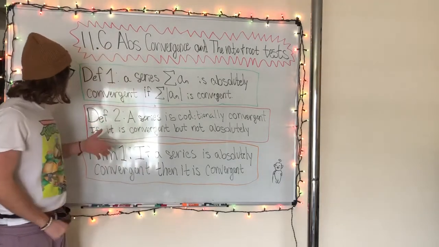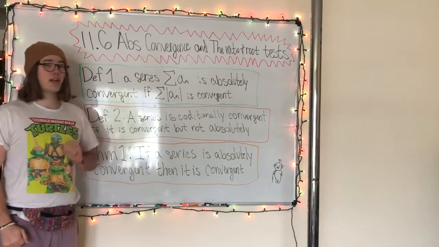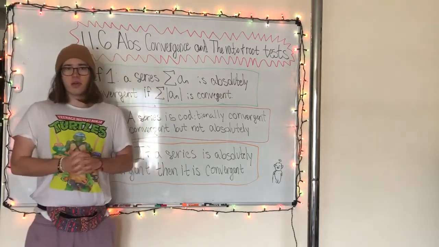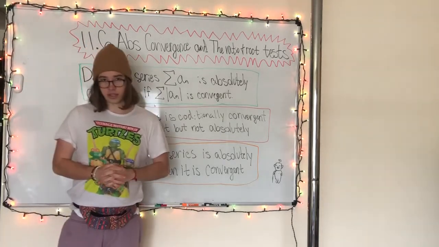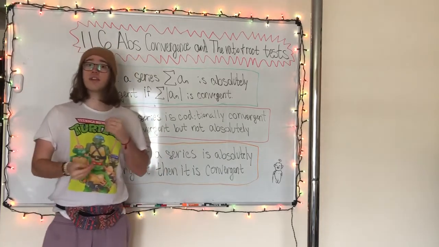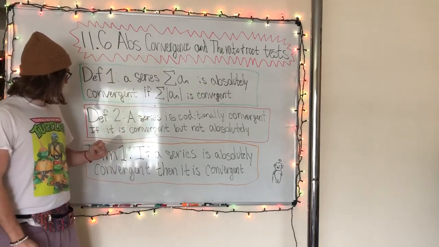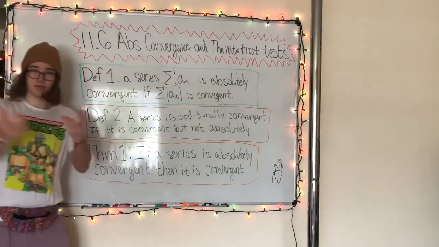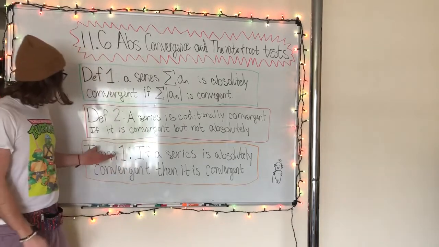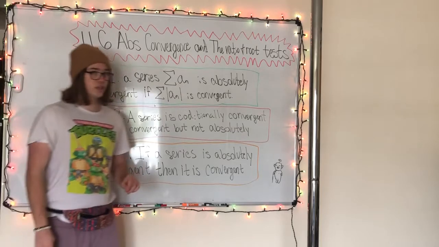Now we get another definition. A series is conditionally convergent if it is convergent but not absolutely convergent. So there are examples where certain series, possibly alternating series, may be convergent under one case but not under the absolute value condition. Hence, conditionally convergent. Theorem 1: if a series is absolutely convergent, then it is convergent.